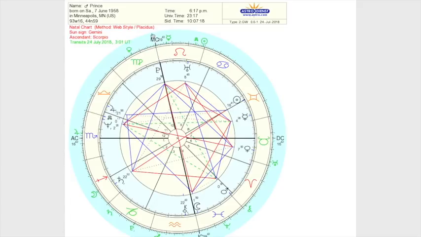Now, the MC, this is the point in the chart that rules your career and your public image. And it's the beginning of the 10th house. When we talk about the 10th house, we talk about people who can be very disciplined, very strict. They could be very authoritarian in nature. We talk about people who have some really dope cheekbones, which I'll get deeper into in another video.